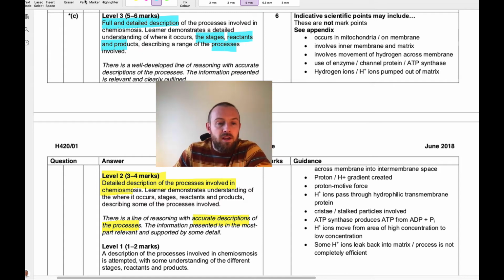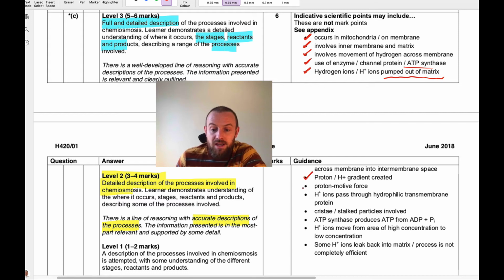Okay, so let's look at all the marks that we can get. First of all, it occurs in the mitochondria, on the inner membrane and matrix, movement of hydrogen across the membrane, use of enzyme channel protein ATP synthase, we said that, hydrogen ions are pumped out of the matrix. Did I say that? I probably would have elaborated on that a little bit more. Proton gradient created, which can be called a proton motive force. The H+ ions pass through the transmembrane protein down a channel. I talked about cristae as well. Folding of the membrane. ATP synthase produces ATP from ADP and Pi.